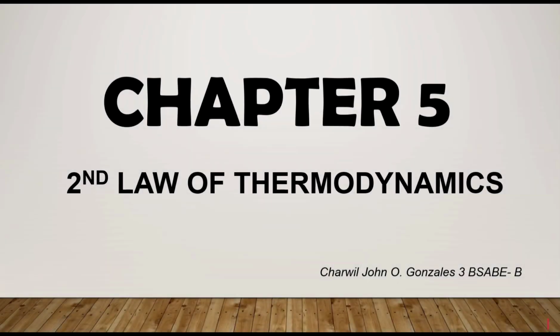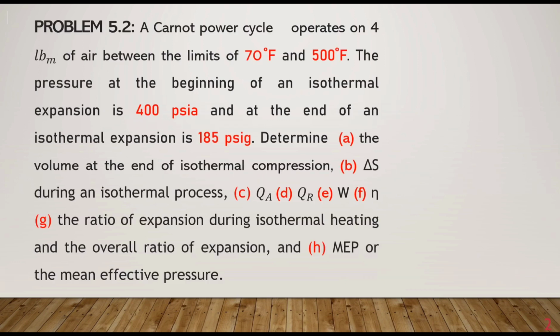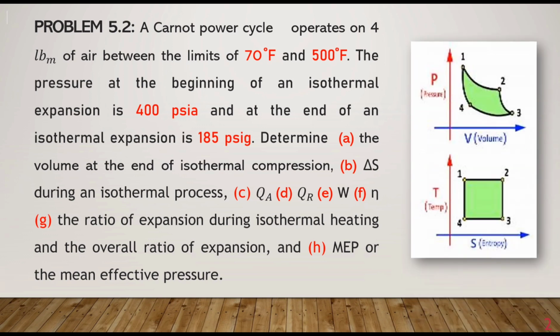For today's video, we are going to solve a sample problem in Chapter 5, Second Law of Thermodynamics. Problem 5.2. A Carnot power cycle operates on 4 lbm of air between the limits of 70 degrees Fahrenheit and 500 degrees Fahrenheit. The pressure at the beginning of an isothermal expansion is 400 psia, and at the end of an isothermal expansion is 185 psia.